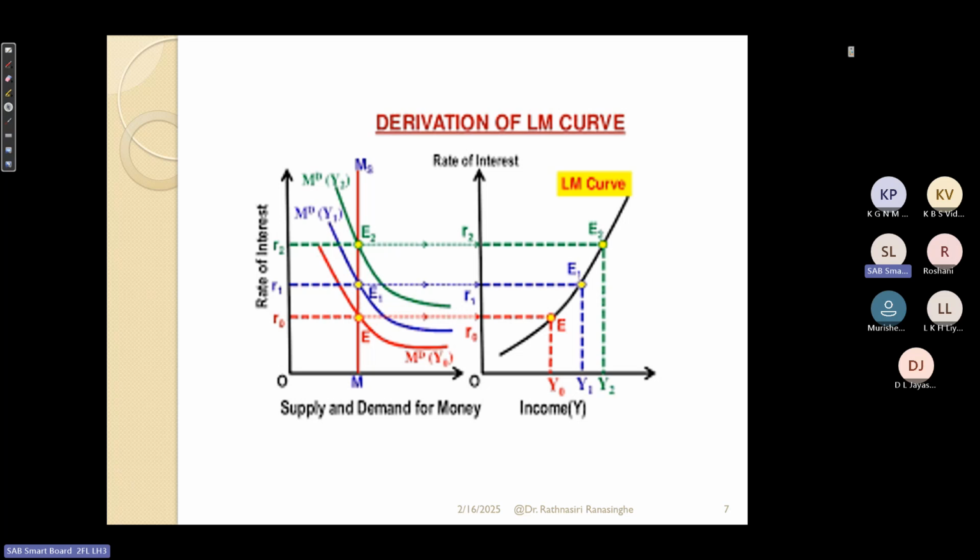So that explains the positive slope. Higher income, higher interest rate. Higher income, higher interest rate. Right? So you know what is happening behind this. You can explain this using the money demand function.